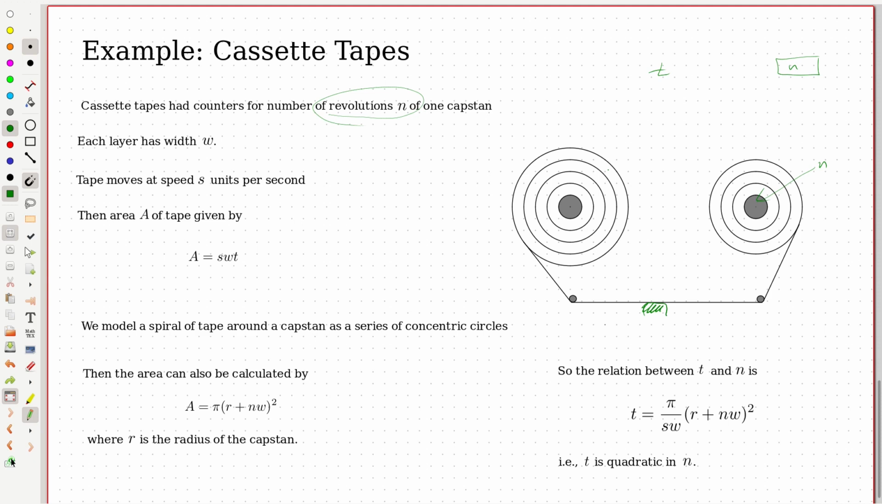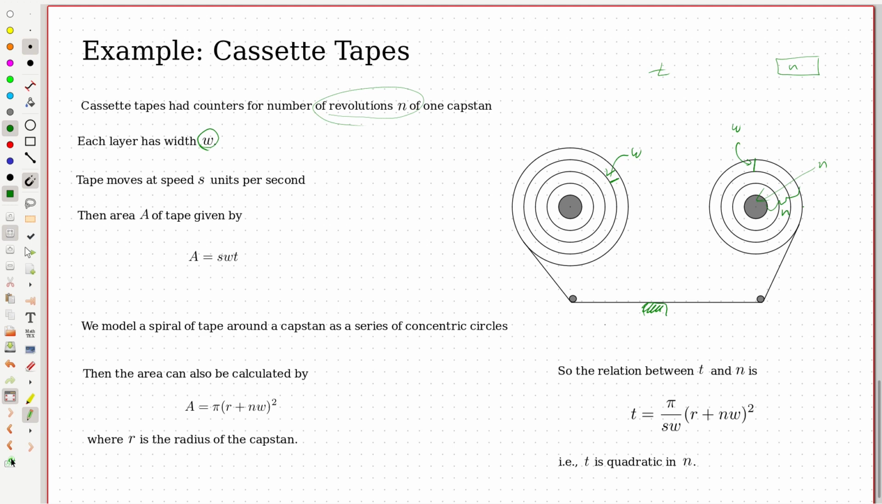So I made a model of the cassette tape in that way, and then I was able to get an equation that relates n and t. The way it worked was this: we assume that w is the width of each layer of tape. N would then not only be the number of revolutions, but n would also tell you how many layers there were in the tape, because the number of revolutions would correspond to the number of times the tape had looped over itself, so it would count the number of layers.